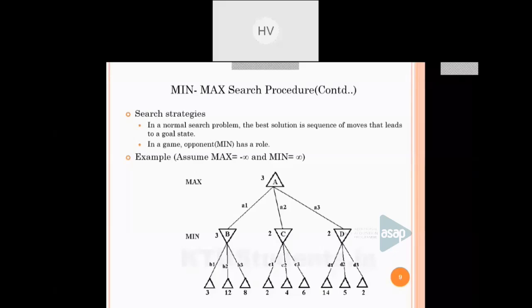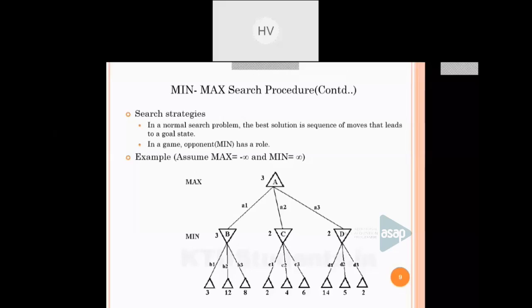So now all the min values are computed. The value of B is 3, the value of D is 2, and the value of C is also 2. The next step is you have to find the max value, that is the value for node A. In this case, the input values are 3, 2 and 2. That is, the values of B, C and D have to be taken as input.